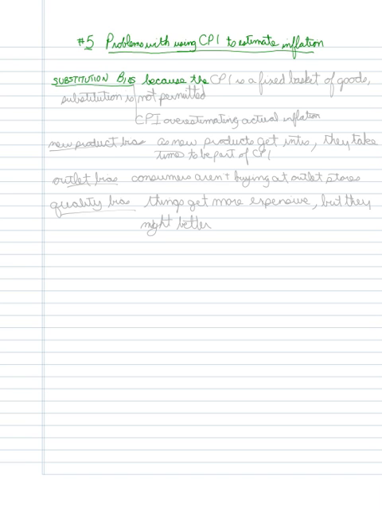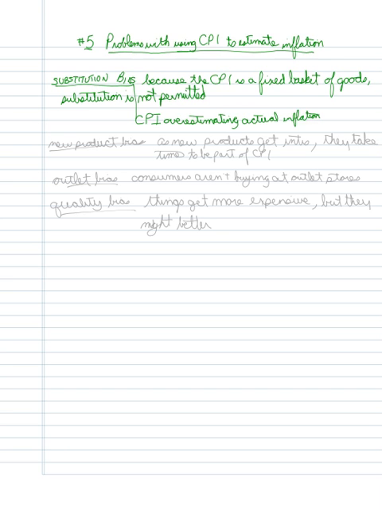Because the CPI is a fixed basket of goods, substitution is not permitted. And so that's obviously a problem in the CPI, because as something becomes more expensive, consumers do substitute away from it, at least to some extent. And the CPI would be overestimating actual inflation, because it'd be presuming that you're still buying a lot of the more expensive good when in fact you would cut back.